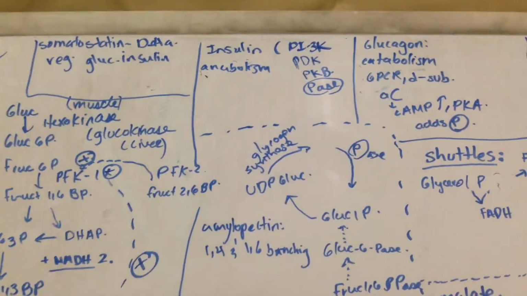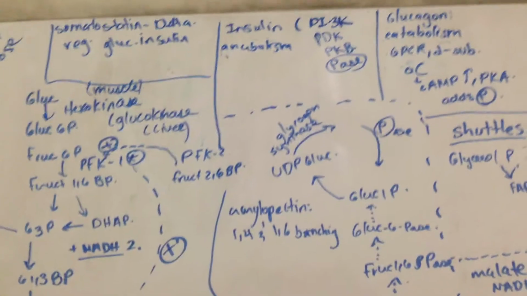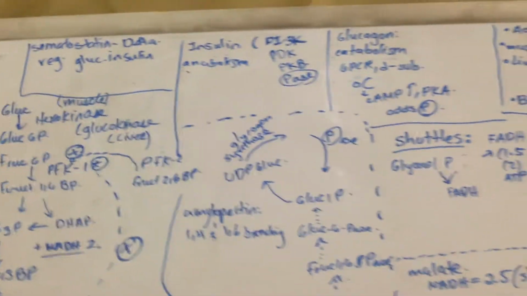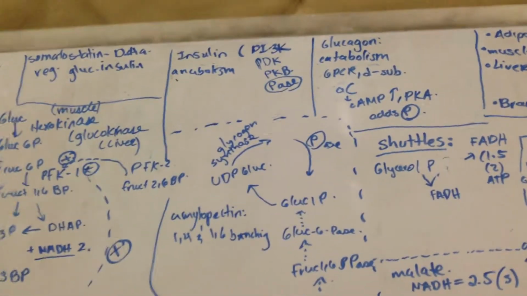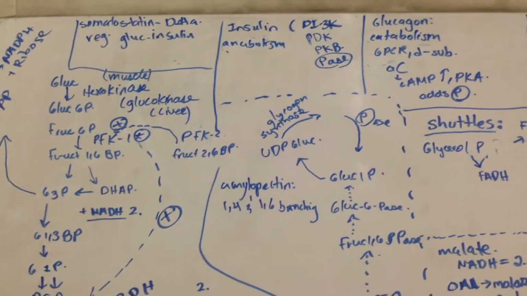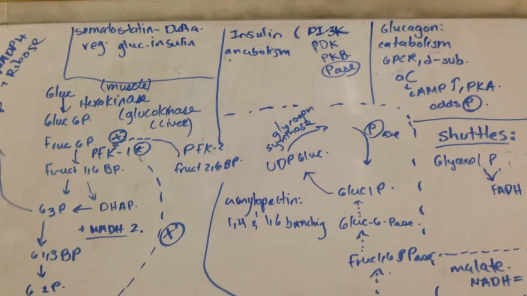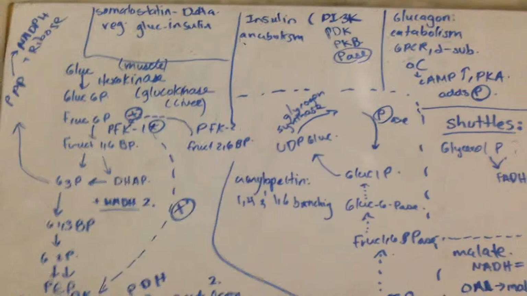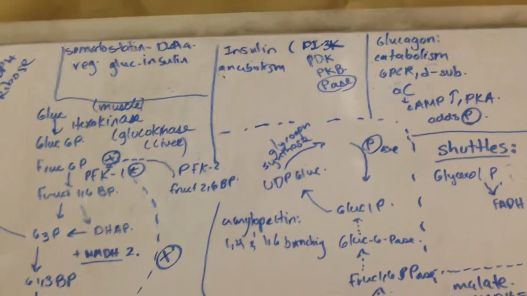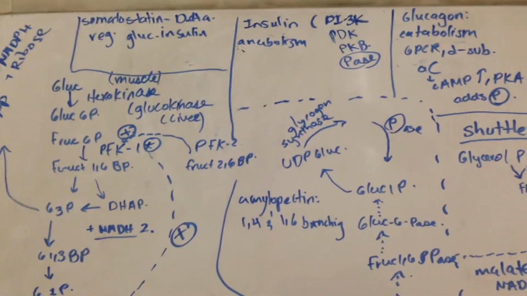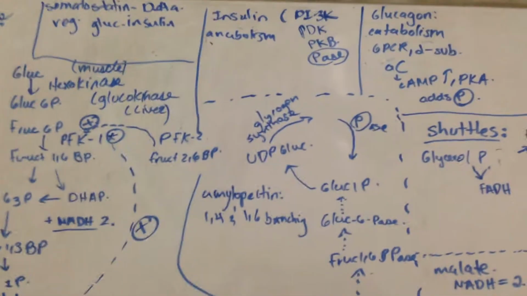So insulin is secreted by the pancreatic beta cells. Glucagon is secreted by the pancreatic alpha cells. And somatostatin is secreted by the delta cells. Somatostatin is the one that regulates glucagon and insulin, and it's the main regulator of those two.